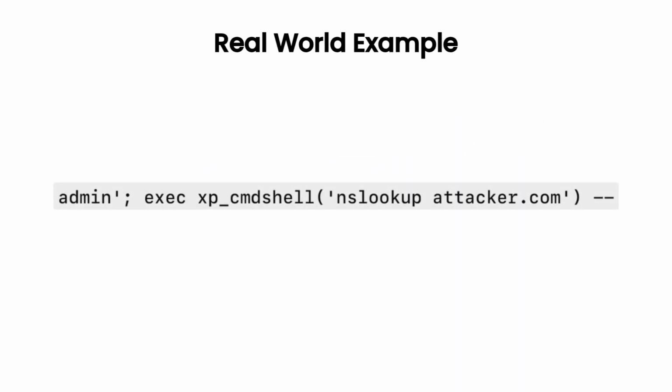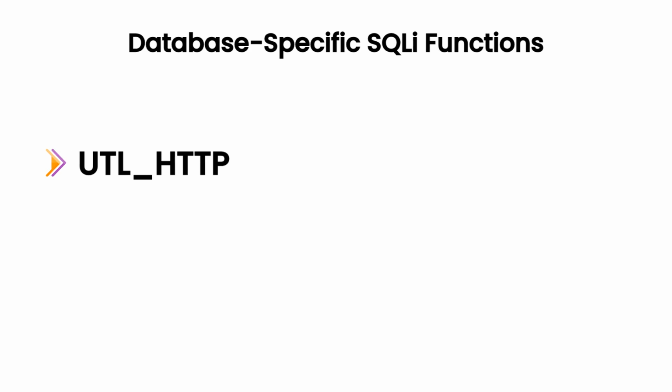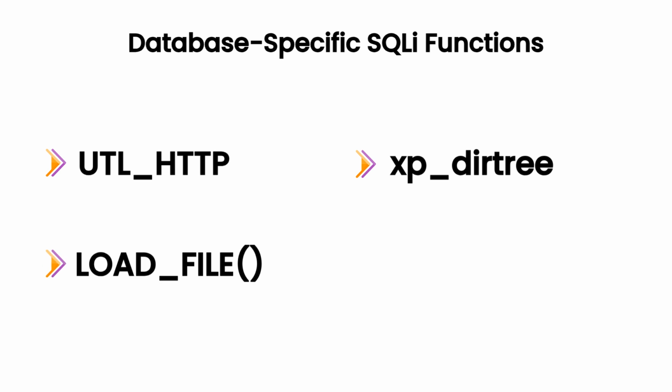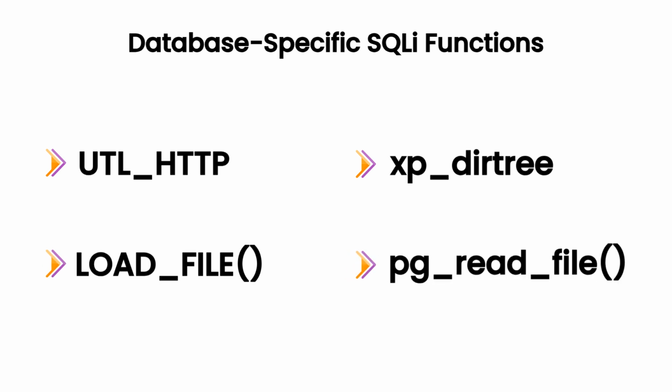Take this example. This command instructs the database to perform a DNS lookup to attacker.com. It confirms the vulnerability and allows data to leave the system silently. Different databases expose different functions. Oracle uses UTL_HTTP. MS SQL uses xp_dirtree. MySQL can exploit LOAD_FILE, and PostgreSQL can leak files using pg_read_file.